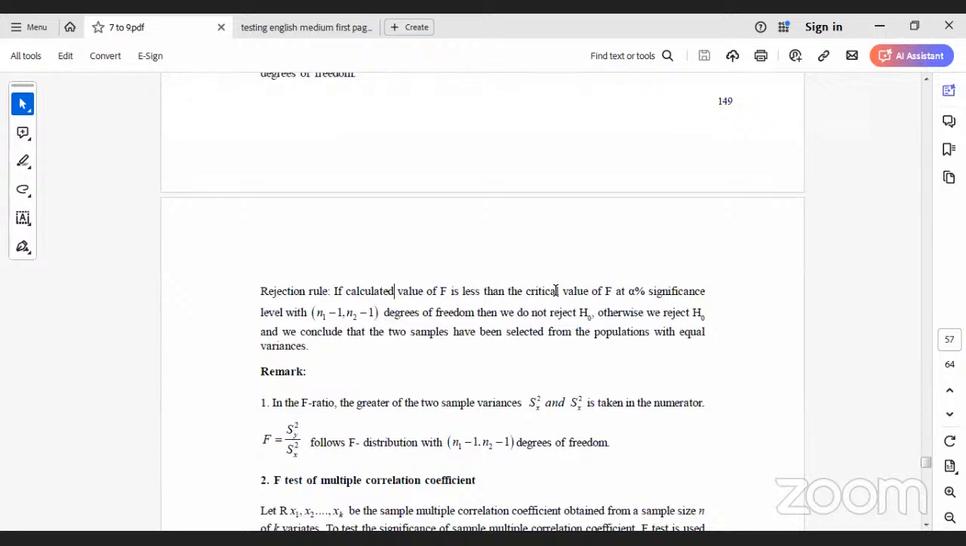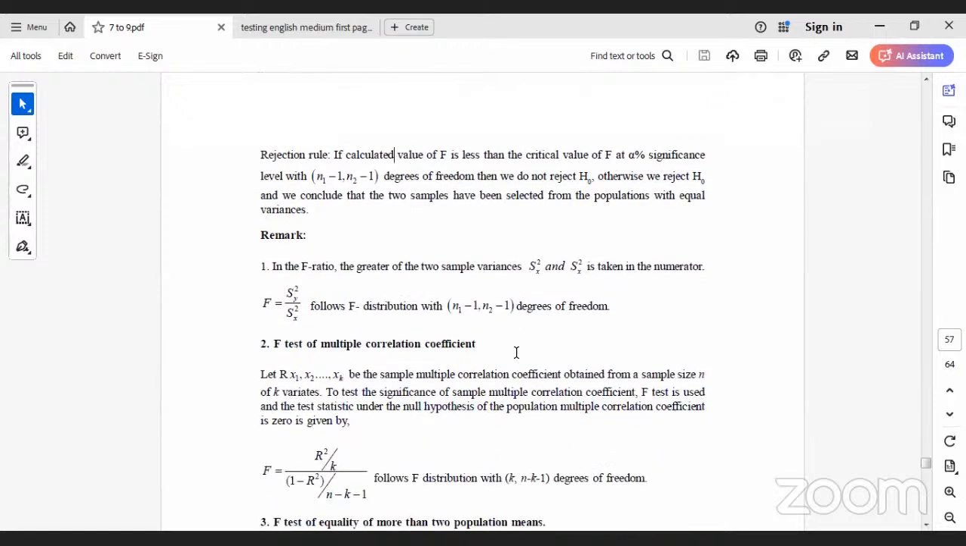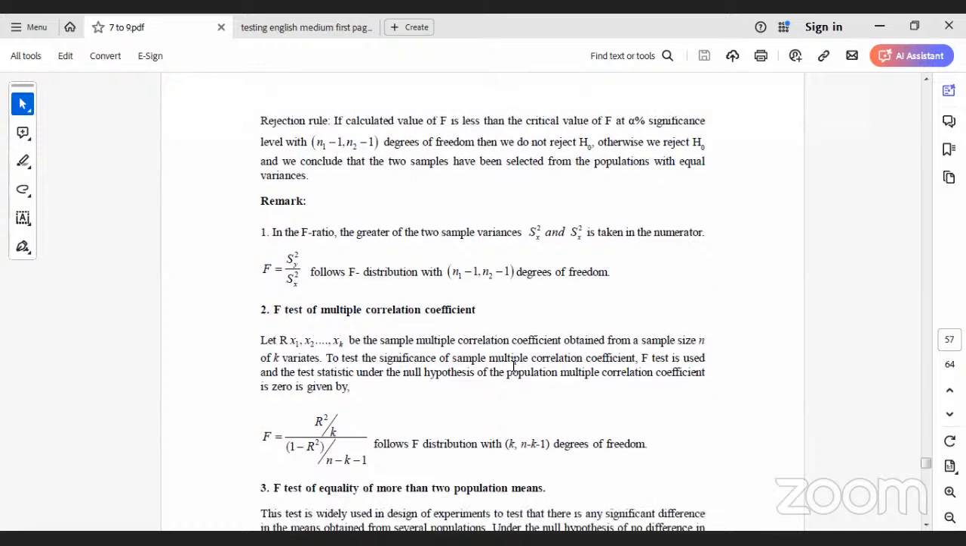If the calculated value of F is less than the critical value of F at alpha percent with n1 minus 1, n2 minus 1 degrees of freedom, we do not reject H0; otherwise we reject H0. We then conclude that the two samples have been selected from populations of equal variance. So in the F ratio, the greater of the two sample variances Sx square and Sy square is taken as the numerator, and it follows the F distribution with n1 minus 1, n2 minus 1 degrees of freedom.